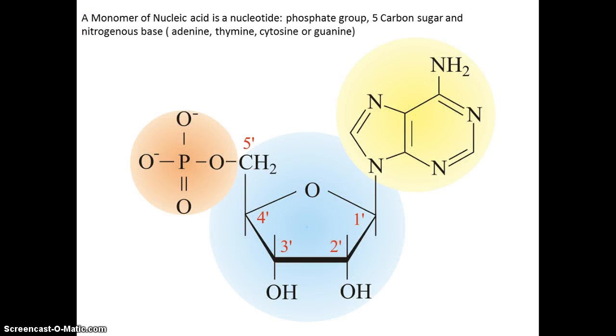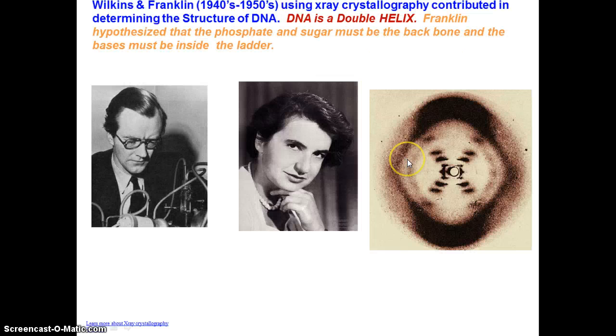A monomer of a nucleic acid is called a nucleotide, and a nucleotide has a phosphate group, a sugar, a 5-carbon sugar, and a base.